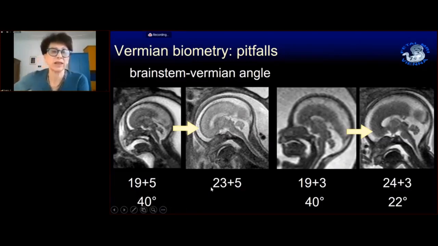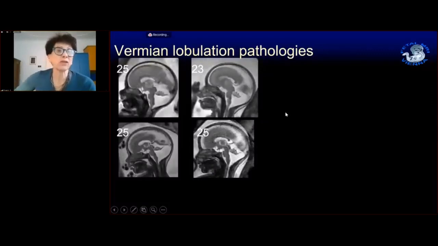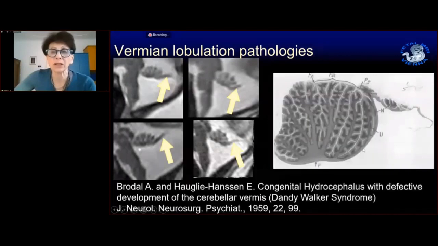What about vermian lobulation pathologies? Because it is important what part of the vermis is involved in a malformation. Regarding Dandy-Walker malformation, this has been known for a long time, since the first description, because the part indicated by these yellow arrows, can you see it, is always involved in Dandy-Walker malformation.